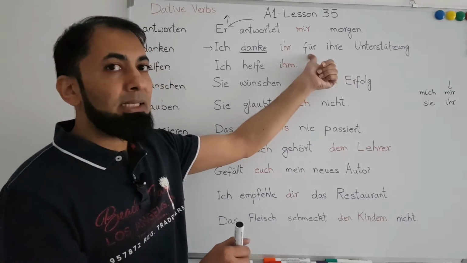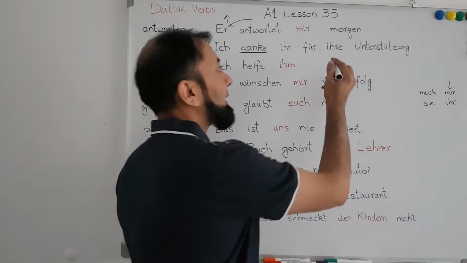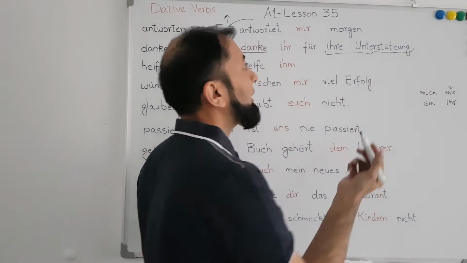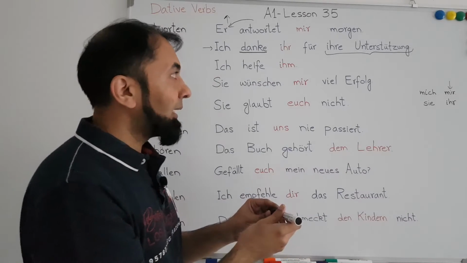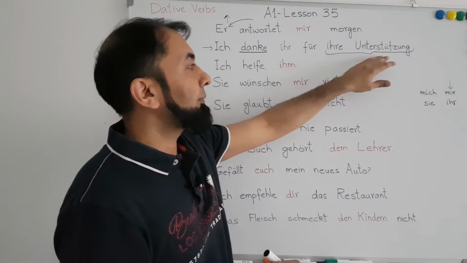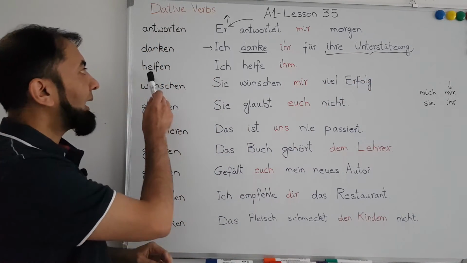Now, für is an accusative preposition. Therefore, the part of the sentence after this accusative preposition will be treated in the accusative case, because ihre is the personal pronoun for a feminine noun in accusative. The next example is helfen.